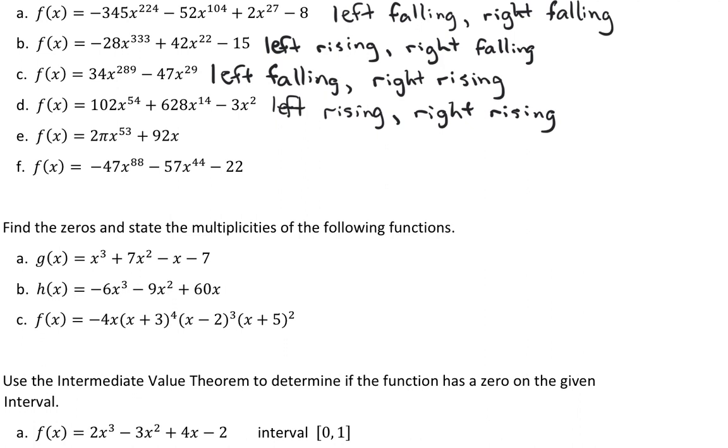Part E, the power of the leading term is 53, which is odd, and the constant is 2 pi. Even though this is a weird number, it doesn't change anything. It only matters if it's positive or negative. So since it's positive, this one will be left falling and right rising.